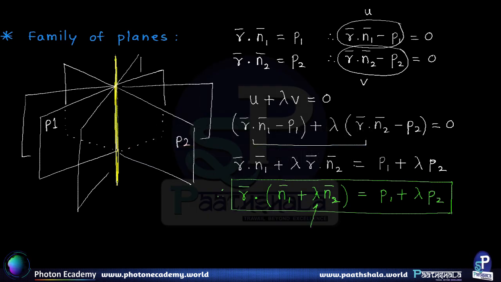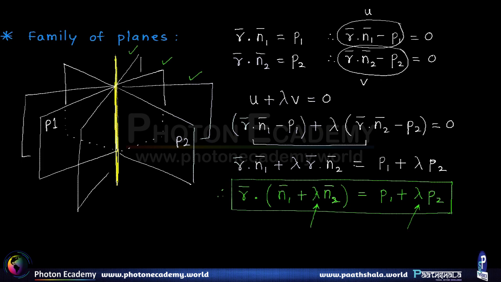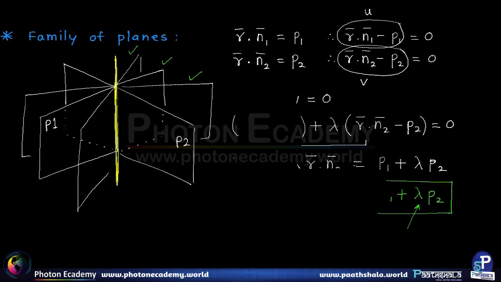So lambda is called the parameter, which has the same role as in the family of lines. If we give a specific value of lambda, we will get a specific plane. If we give another value, then we will get another plane in the same family. Alright, so this is the vector form. If you want to develop the Cartesian form of the family of planes, that is even simpler and better to remember. So let us see how to derive the Cartesian form.